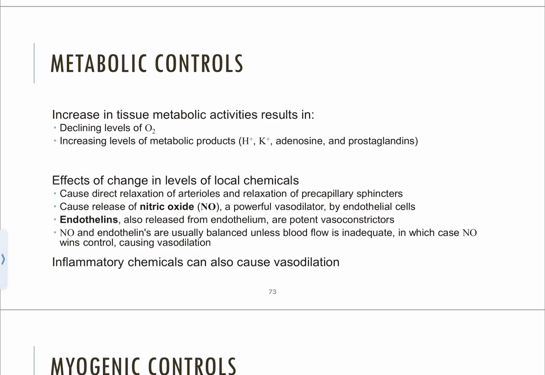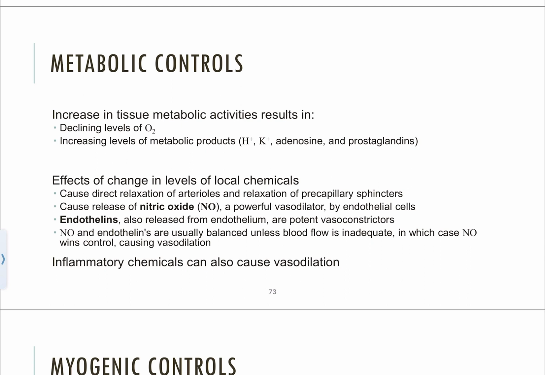In addition, we're going to see an increase of the metabolic waste products, also from the production of ATP. So increasing levels of things like hydrogen ions, potassium ions, adenosine, and prostaglandins, along with carbon dioxide and lactic acid if we're talking about our skeletal muscle tissue. The effects of change in these local conditions or local chemicals can cause a bunch of different things. They can cause direct relaxation of the arterioles and relaxation of the precapillary sphincters. They also are going to initiate the release of nitric oxide. And nitric oxide is important because it's a powerful vasodilator.